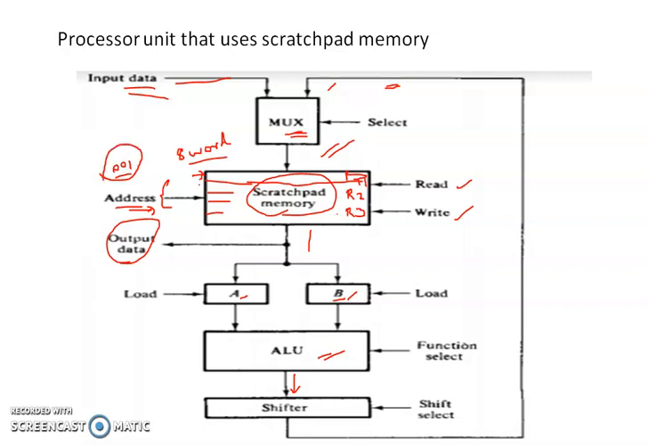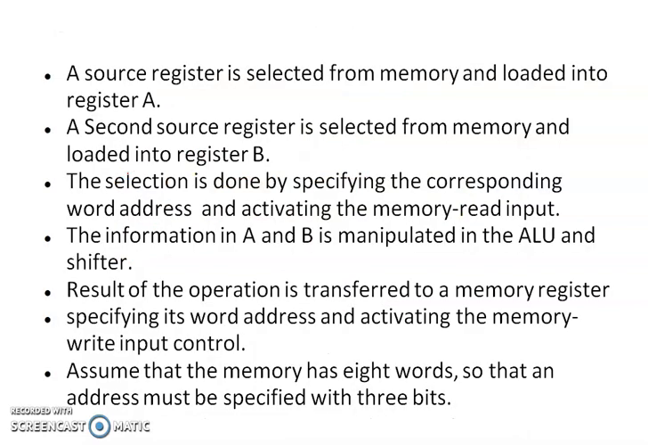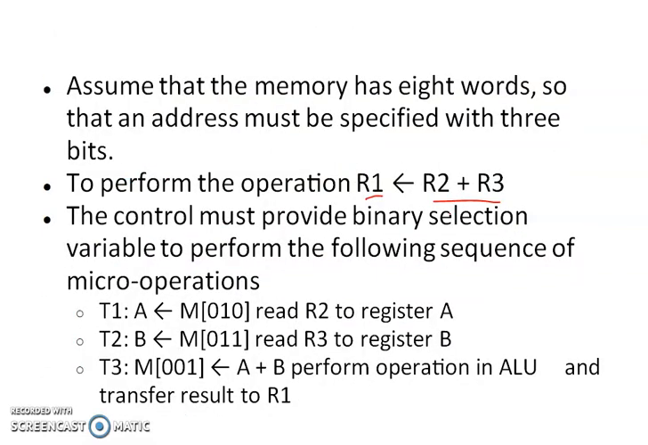Okay, so R1 to R8 will be the locations that are there in the ScratchPad memory. So from there, in order to identify R1, address bits should be given as 001 and R2 means 010. So here addition operation of R2 plus R3. So what is the first control function that will be taken?